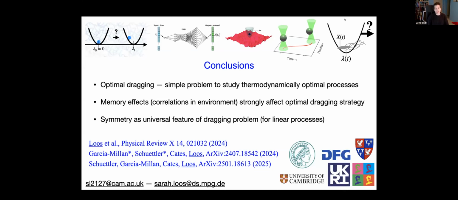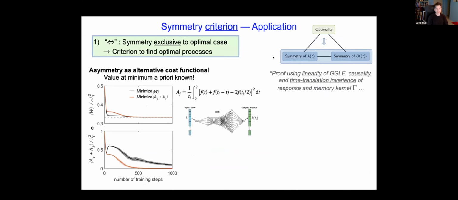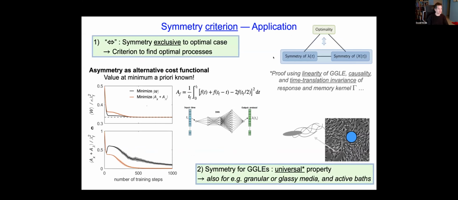Nice talk, Sarah. I was curious about this last point you made where you optimized based on the symmetry and you found that you got the same solutions. Can you comment at all? Does the symmetry landscape work better for optimization? Have you thought at all about comparing the speed with which they optimize?